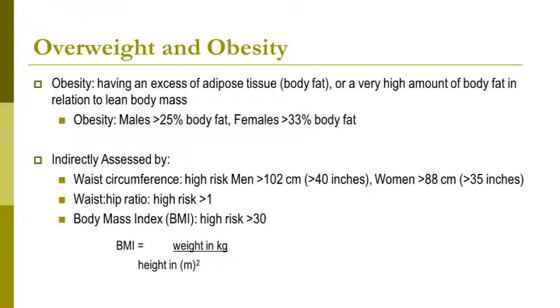For men, high risk is considered greater than 102 centimeters or 40 inches. And for women, 88 centimeters or 35 inches. So that gives a picture of central adiposity, or where someone carries their weight. Another way to express that is measuring the waist circumference, but expressing it as a ratio to the hips. And so that is looking at a waist to hip ratio. High risk is considered greater than a ratio of 1.